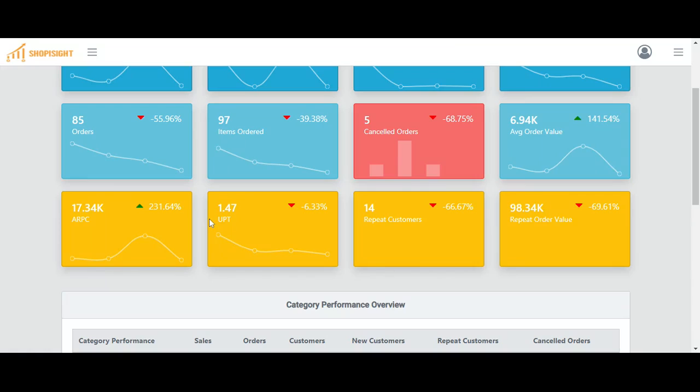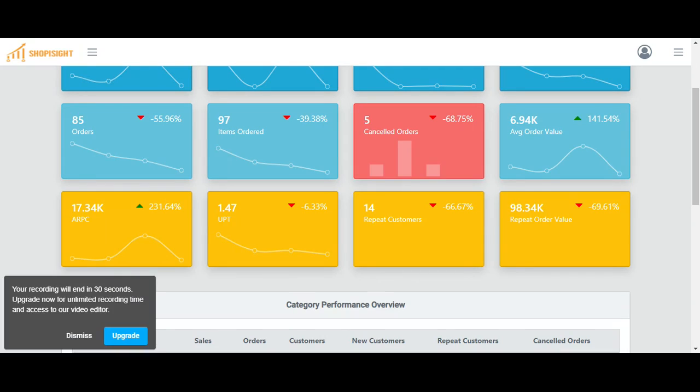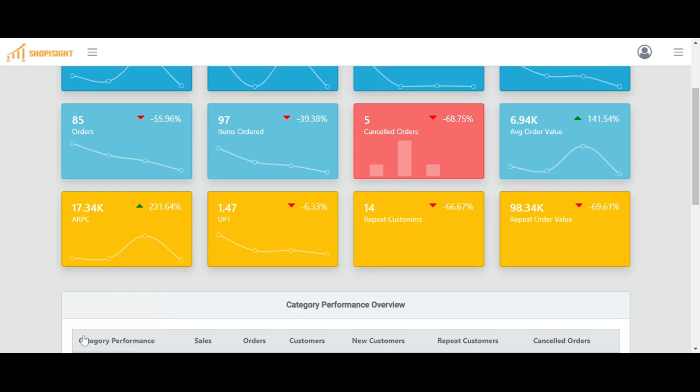Let's move on to UPT or units per transaction. What does UPT tell you? UPT gives you a picture of how many items your store is able to sell to a particular customer in a particular transaction. Now, when it comes to the units per transaction metric, an increase in this metric means that your store has more items which are of interest to a particular customer. Obviously, as a store owner, you would like that customer does not just buy one item per transaction, but more than one item per transaction.